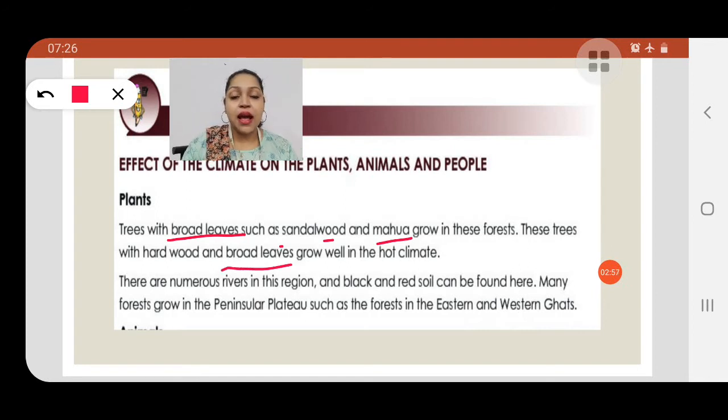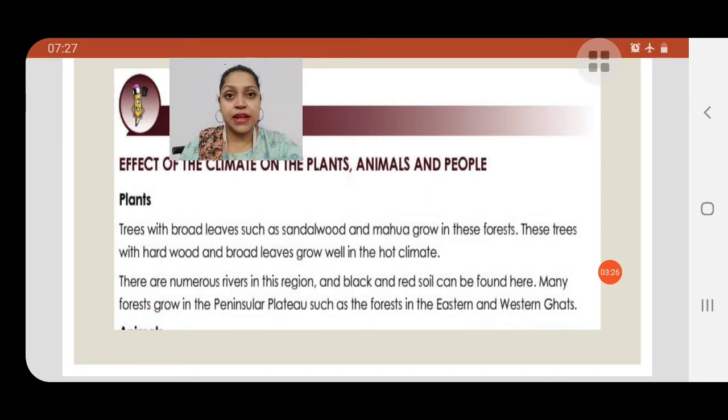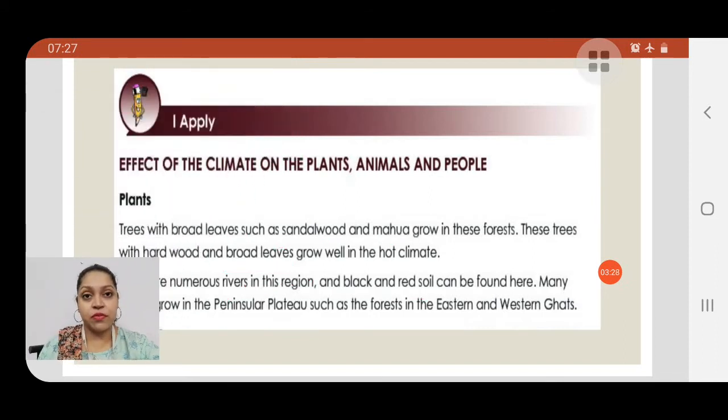Then there are numerous rivers also in this region, and black and red soil also, which is very good for cultivation and for the growth of trees, and for which many forests grow in the Peninsular Plateau, such as the forests in the eastern and western Ghats. So because this region is rich in black and red soil and many rivers are there, many forests are also there, children, and these forests you can find in the western and eastern Ghats of India.